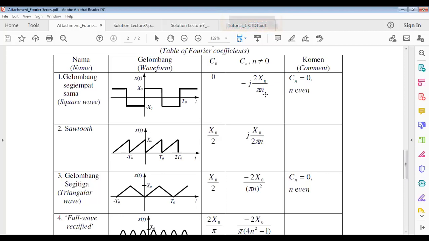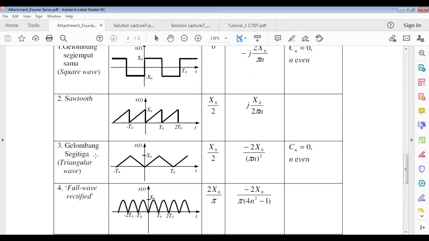Doctor, by even you mean even numbers, like 2, 4? Correct, because this is for even n. So if you have C2, C4, it is 0. For odd n, for this particular example number 1, the Cn that we have here is valid only for odd n.